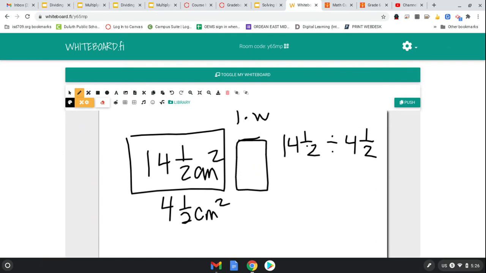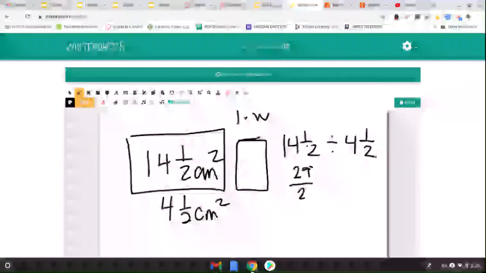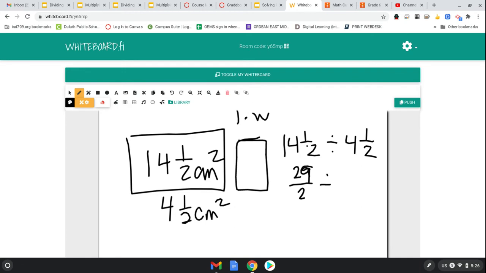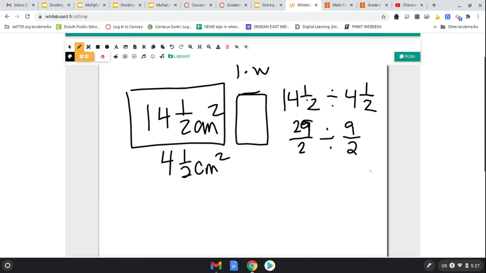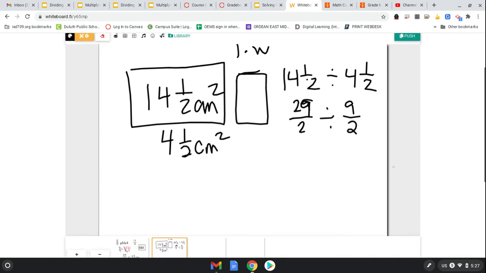Before we begin, we need to make our mixed numbers improper fractions, and we do that by taking the whole number times the denominator plus the numerator. 14 times 2 is 28, plus 1 is 29 halves. Let me fix that, it's a 9. Divided by 4 times 2 is 8, plus 1 is 9 halves. So we're going to take 29 halves divided by 9 halves.